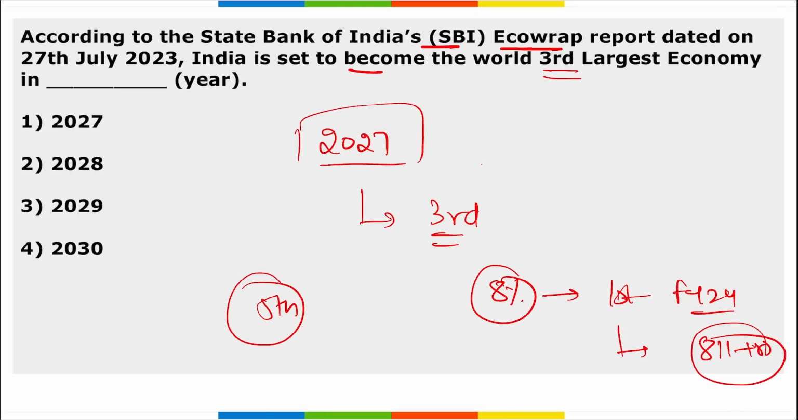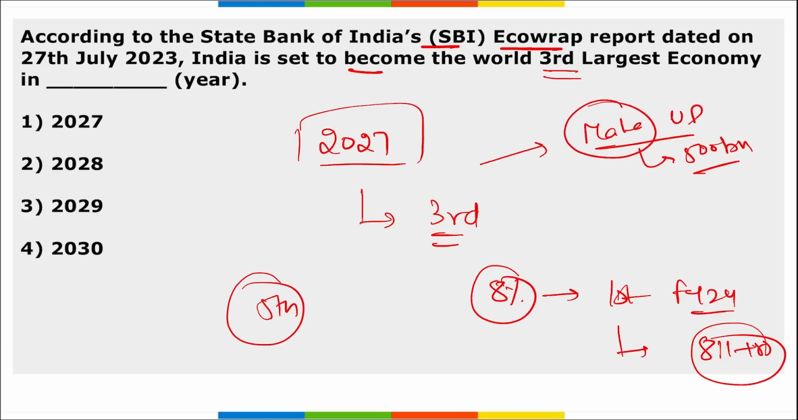Also by 2027, Maharashtra and UP are aiming to cross the $500 billion mark. Even Maharashtra, I just mentioned, is planning to become a $1 trillion economy by 2028. So the right option here becomes option 1, 2027.